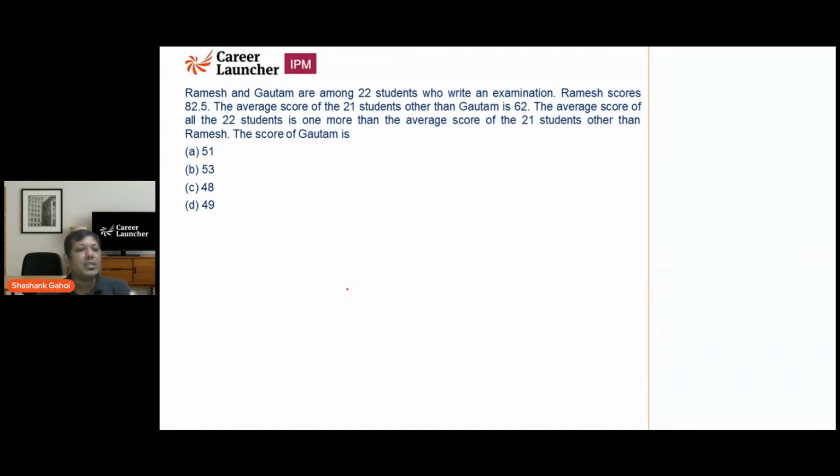In this case, I can't assume anything. So I am going to take that there are 20 students. Then comes Ramesh, who scores 82.5. Then comes Gautam; let's say Gautam scores X. Let's say the total score of the 20 people is T. Till this point, I have written everything.